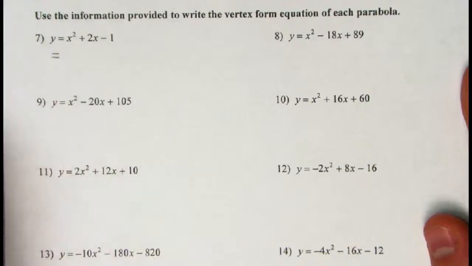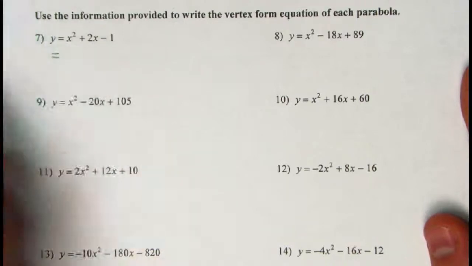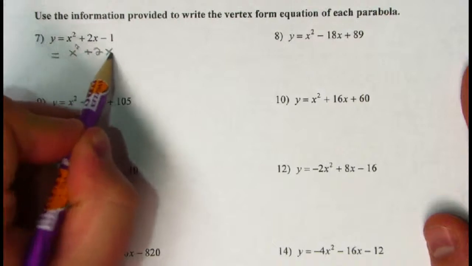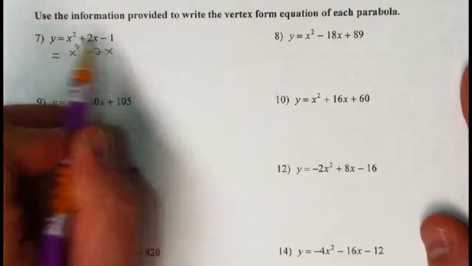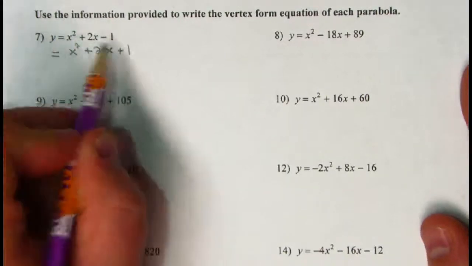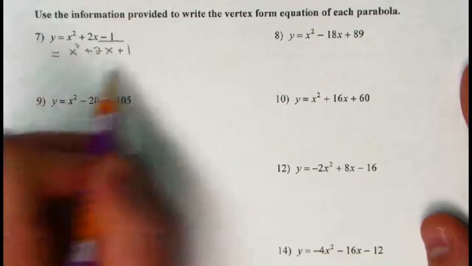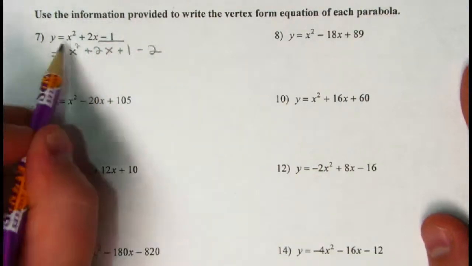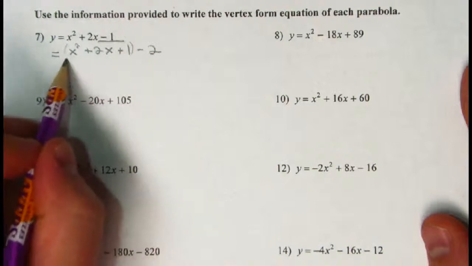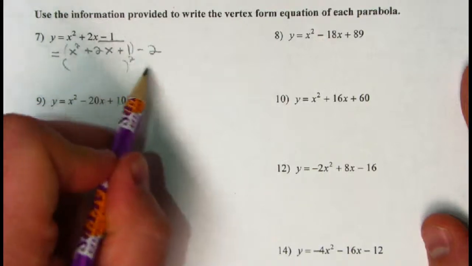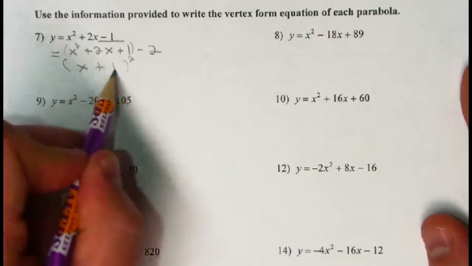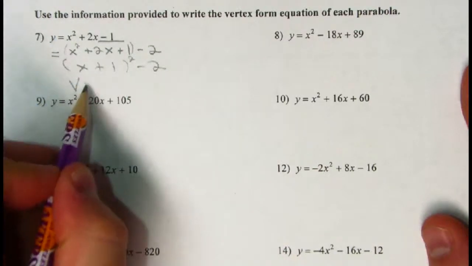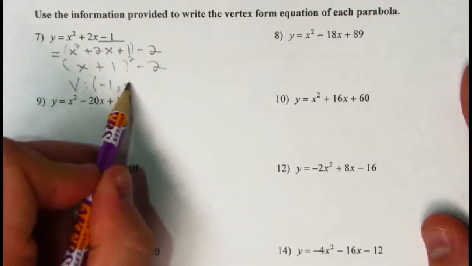So, go ahead and complete the square. Half of 2 is 1, 1 squared is 1. To make it equal to -1 above, I have to subtract 2. The first 3 terms equal x plus 1 squared. So my vertex form is, my vertex is -1, -2.